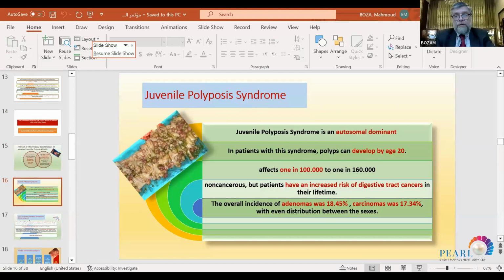The third disease related to genetics at the level of the small intestine and the colon is juvenile polyposis syndrome, which is an autosomal dominant disease. The prevalence is around 1 per 100,000. The problem is that this type of disease is complicated by important development of cancers, adenomas and carcinoma, in around 18% of cases.